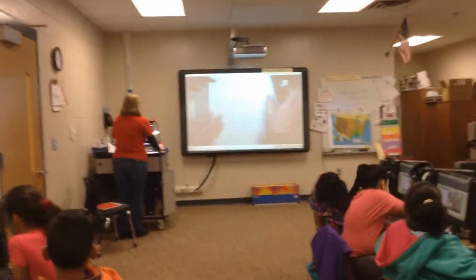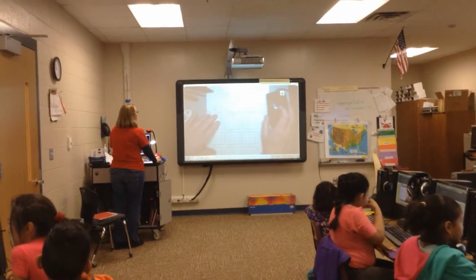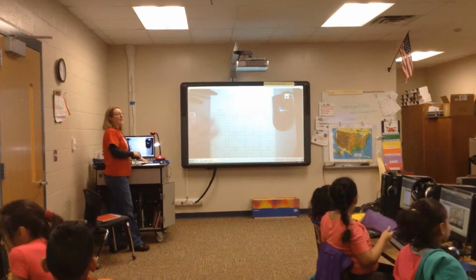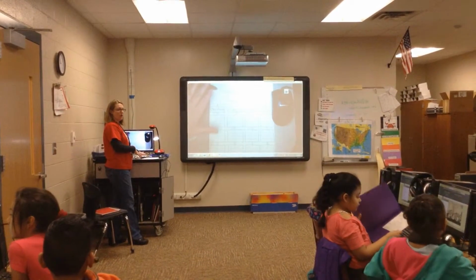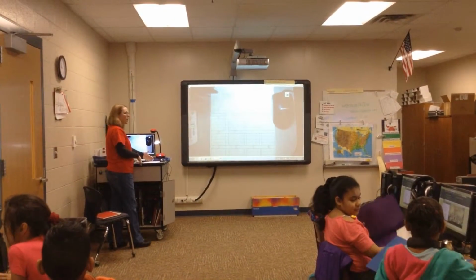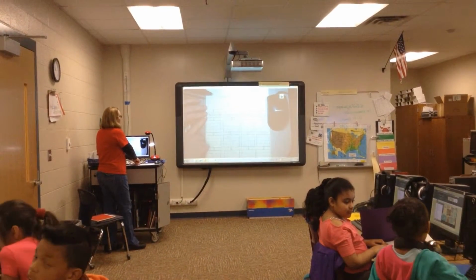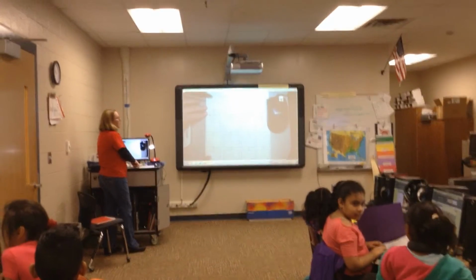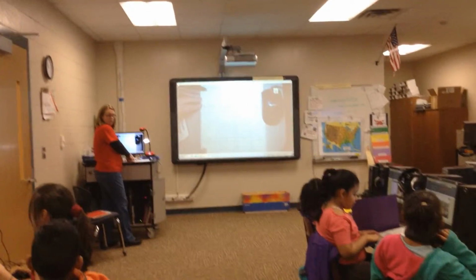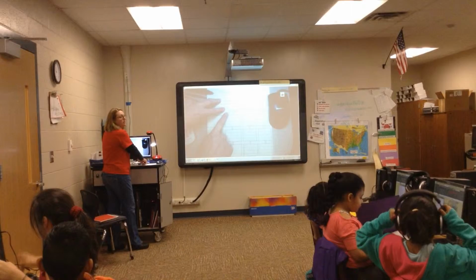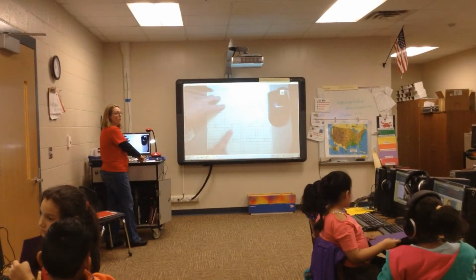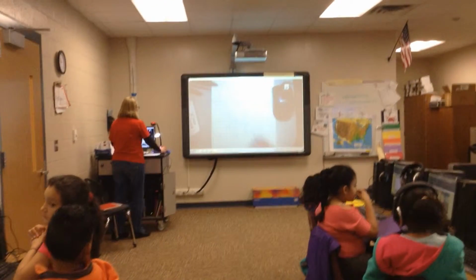First, I have up your thinking map. Everyone should have brought your thinking map with you. This is what we're going to work on filling out today. Some of you are still finding information about your person's childhood when they were kids, and some of you are ready to write about what they did for a living, about their career.